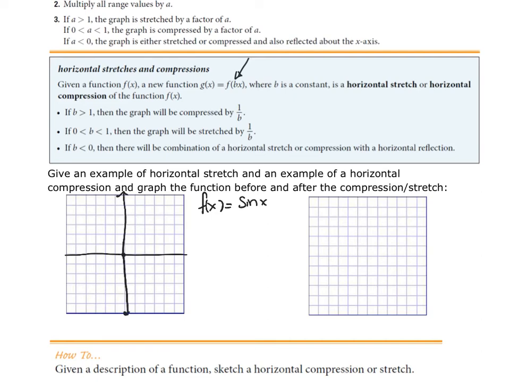So it's going to go through the point 0, 0. It's going to go through the point pi over 2. Actually, you know what? I'm going to just move this over so it makes it easier for me to graph this. So there we go. It's going to go through 0, 0. It's going to go through the point pi over 2, 1. It's going to go through pi, 0. It's going to go through 3 pi over 2, 1. It's going to go through 2 pi. So this is what the sine wave looks like.